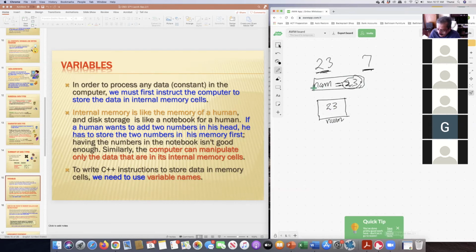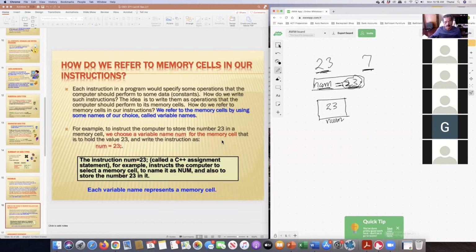So this is called an assignment statement. And this name refers to a memory cell. It'll become a name of the memory cell automatically, and 23 will go in that memory cell. All that is done by that statement. So, like I said, we are trying to mimic the way human brain works. And so we need to tell the system to store these numbers in the memory first, and that will be done by this. So if I want to say store 7 in a memory cell, I don't want to write num equal to 7 now.